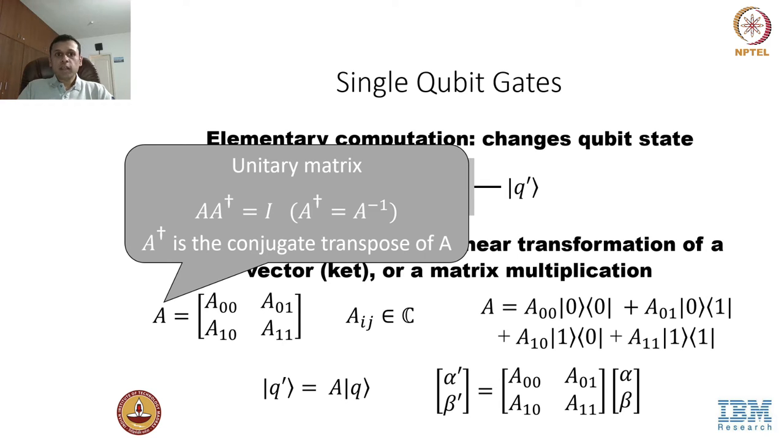The matrix A is a unitary matrix, and you've learned about unitary matrices a bit in earlier modules. A unitary matrix is one for which its conjugate transpose, that is A dagger, also happens to be its inverse. And you'll learn this is a fundamental property of quantum mechanics as well, and it also translates to quantum computing, that every gate must be unitary.